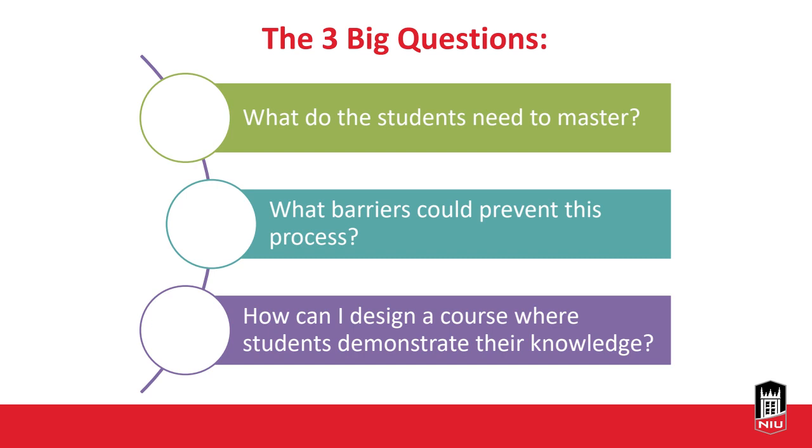What barriers could prevent that process? If you know what the barriers are, then you're going to be better equipped to come up with strategies to circumvent that. And then how can you design a course where students demonstrate their knowledge? That kind of goes back to maybe ideas about the flipped classroom environment, authentic assessments, this idea that students have to demonstrate their skills through some type of action or behavior.